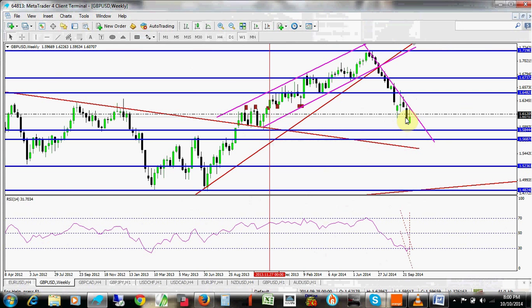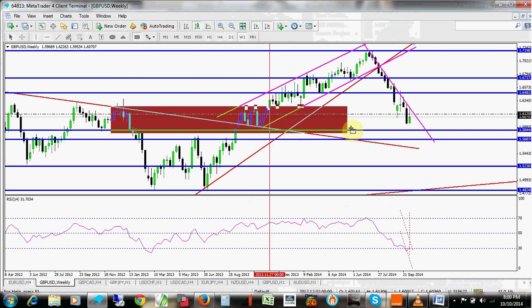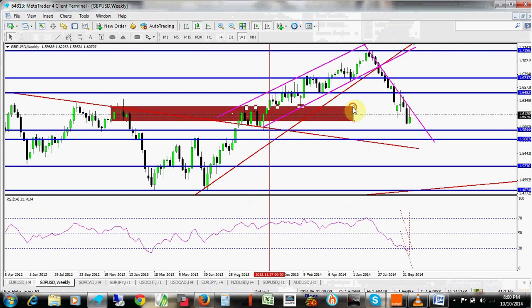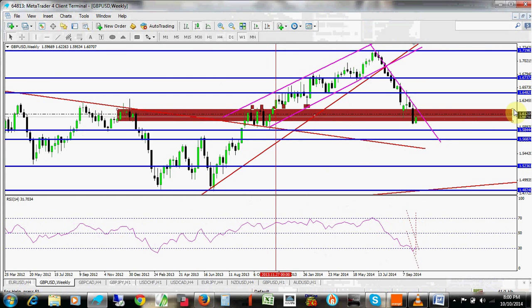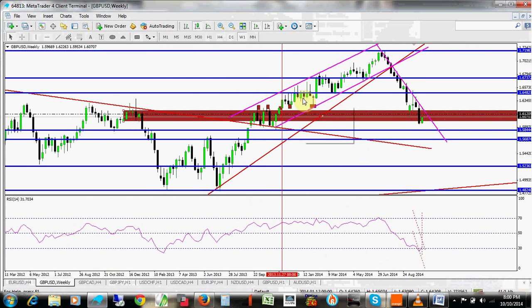On a weekly chart, the market has broken this major support. Remember this zone? Actually, it's not a price, it's more like a zone. That was a zone. This was a very strong support, because look at it here. It bounced off like twice.